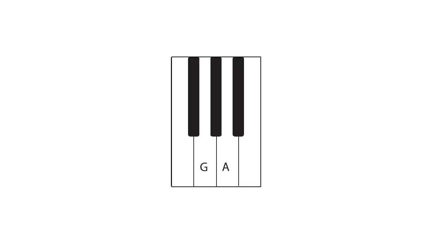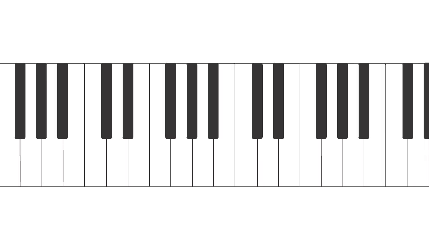Now let's find a group of 3 black keys. In a group of 3 black keys, we will find these white keys, G and A. Take a look at the note A. Notes on the keyboard follow in alphabetical order. Working your way to the right of the piano, the notes are as follows: A, B, C, D, E, F, G. After the note G, the pattern repeats, beginning with A again.